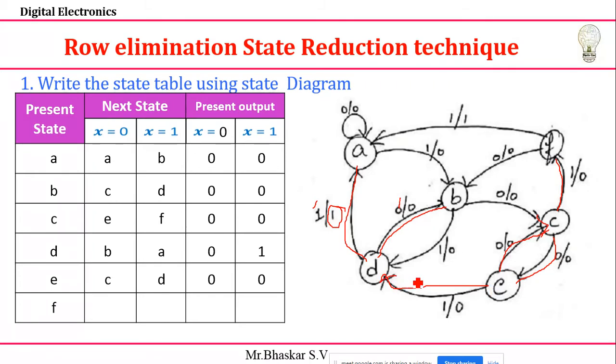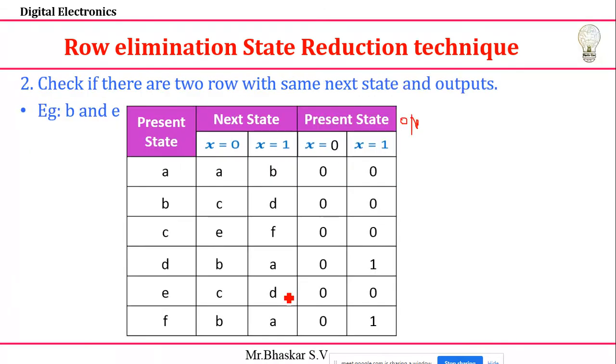Let's go to F and check. From F, carefully see that if it is 0, it will go to B, and if it is 1, it will go to A. So just write these two, B and A, and the outputs are 0, 1. Okay, this is the first step.